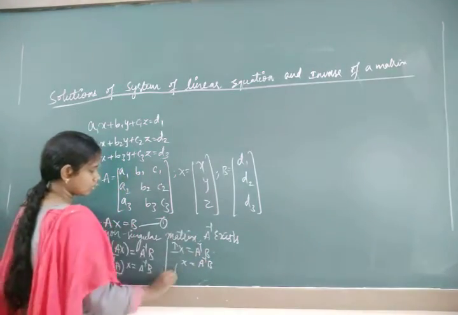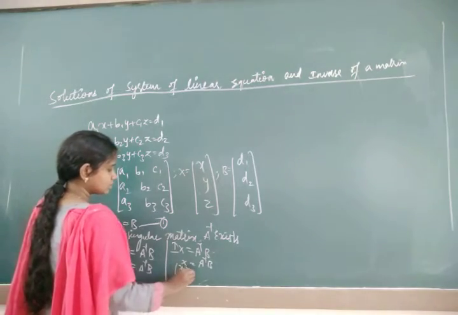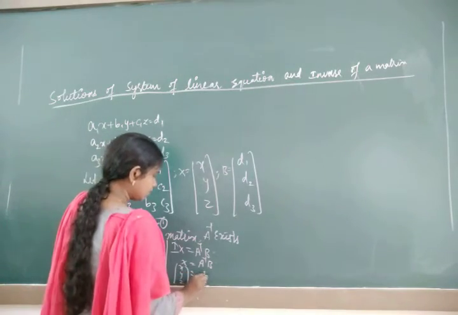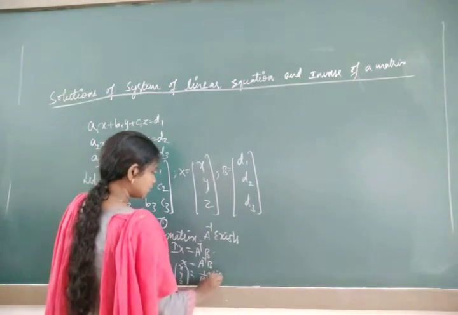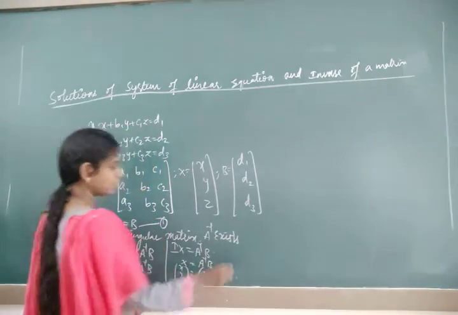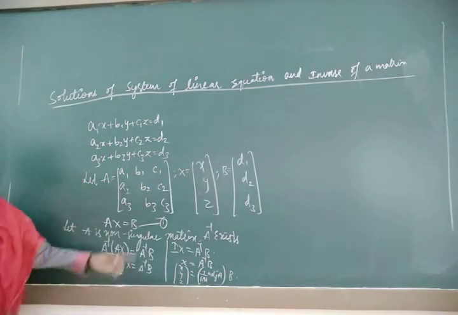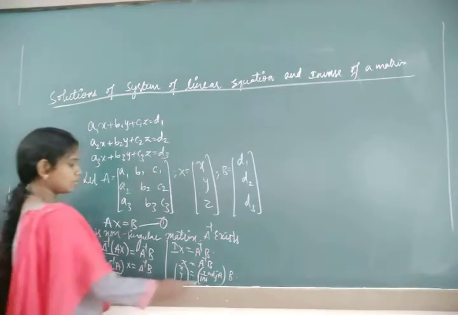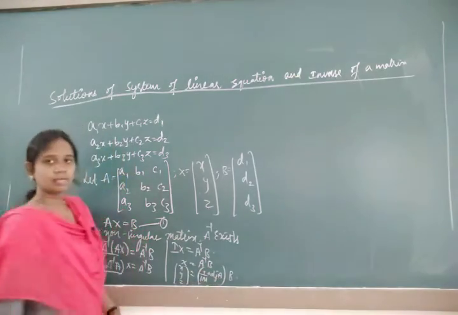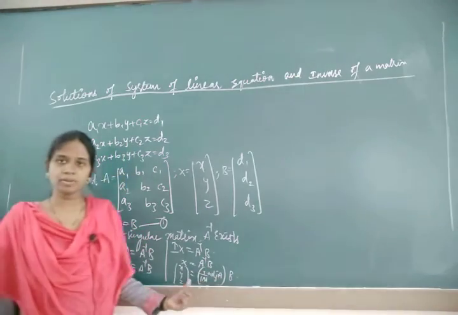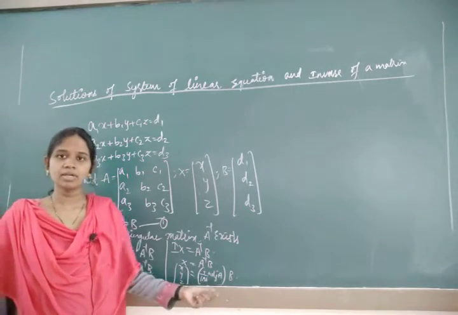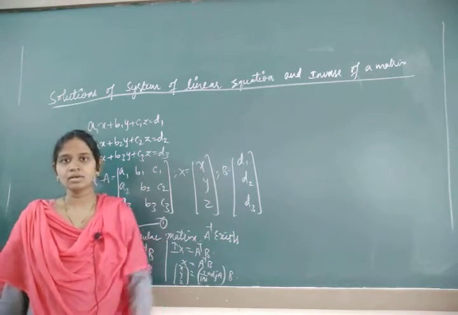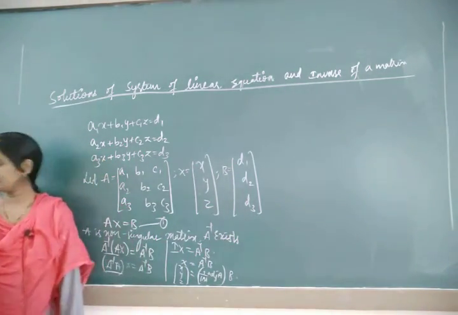What is the X value? You have X, Y, Z. What is the A inverse value? That we know from the last session: 1 by determinant A into adjoint A, multiplied with B. When you multiply like this, you are going to get the unknown values of X, Y and Z. This value we are already familiar with. We know 1 by determinant A into adjoint A; look at the previous session. For this you only have to multiply the extra constant values. Okay, so we will take this one.